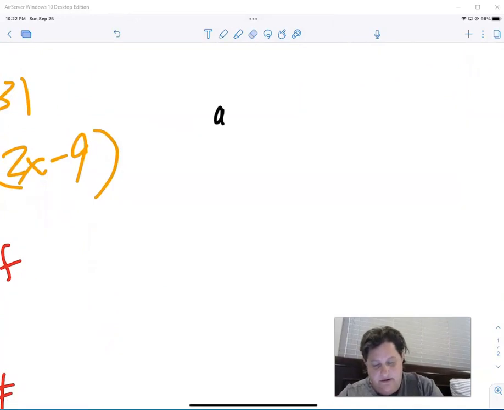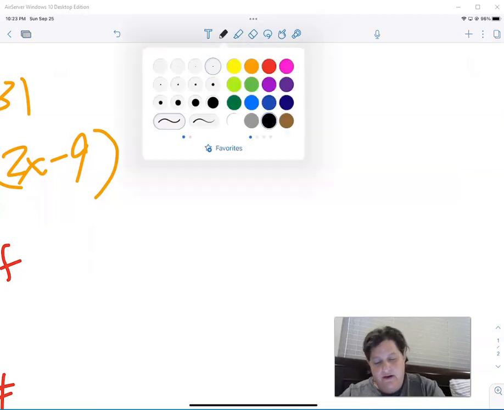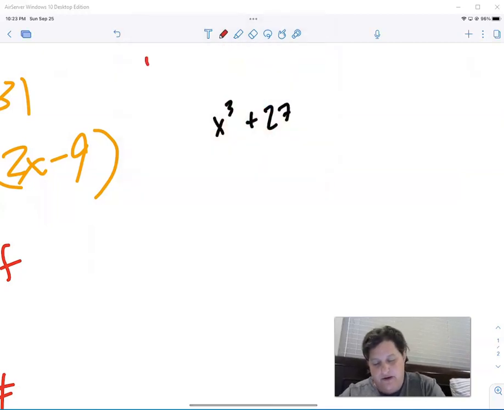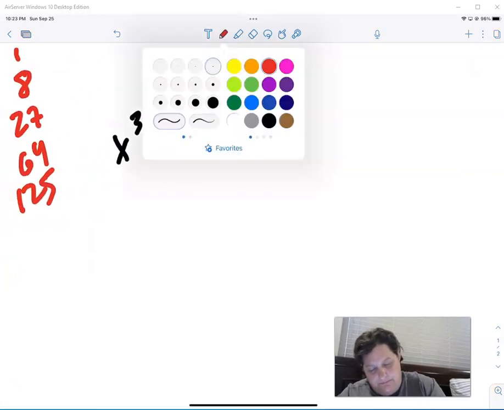Let's go x to the third plus, let's use 27. You notice your cubes in this. 1 to the third is 1. 2 to the third is 8. 3 to the third is 27. 4 to the third is 64. Those are numbers you're looking for with cubes: 1, 8, 27, 64, 125. Those are your first 5 cubes, so that's normally what's going to show. Okay, here's how you do it.